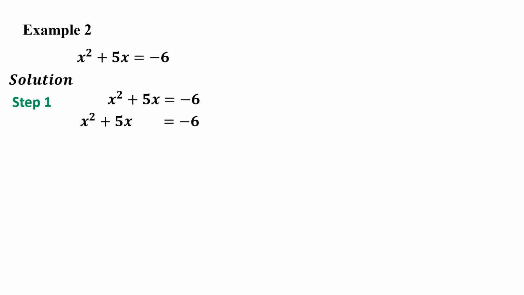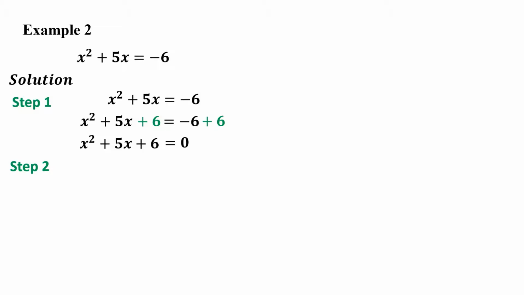What we will do is add the inverse of negative 6. The inverse of negative 6 is positive 6. So, we will add positive 6 to both sides of the equation. Then we have x squared plus 5x plus 6 is equal to negative 6 plus 6. The answer is 0.